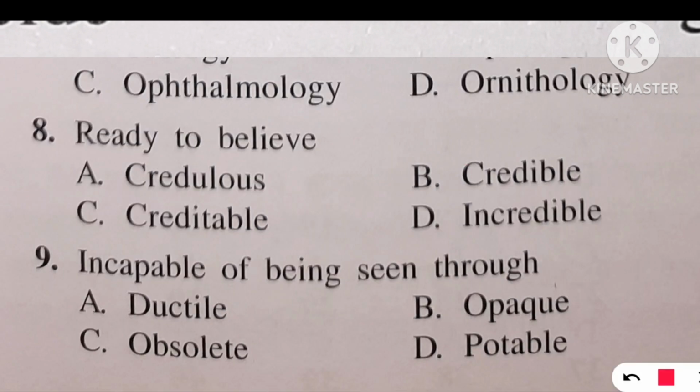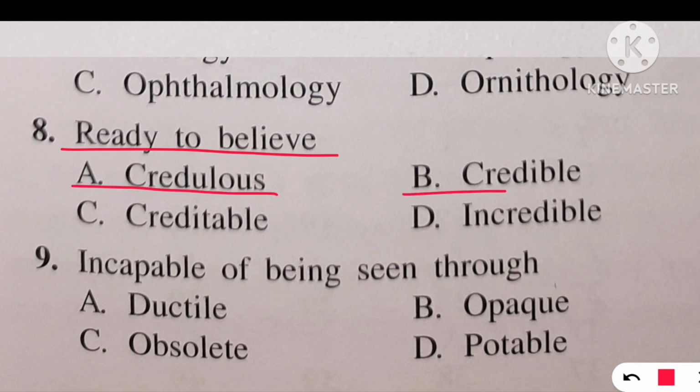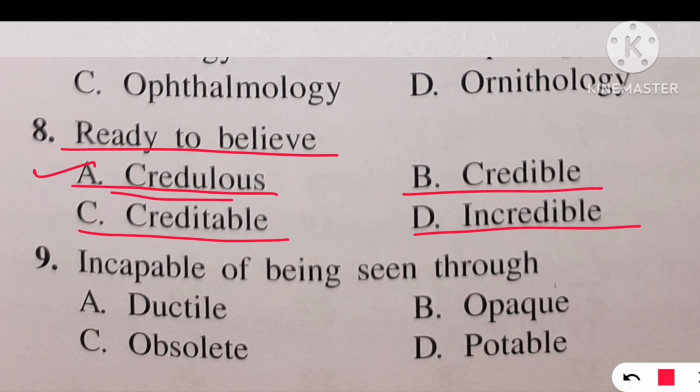Let's move to question number 8. Ready to believe. Somebody who is ready to believe, they are called option A, credulous, option B, credible, option C, creditable, option D, incredible. Right answer is option A, credulous. Credulous means ready to believe, the one who is ready to believe.